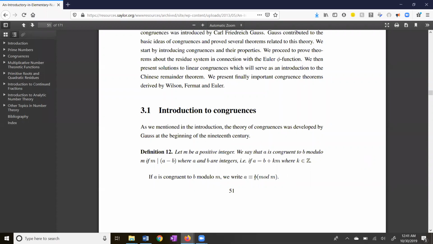A is congruent to B mod M. What does this mean? Well, M has to be a positive integer. Our modulus is always a positive integer. We say that A is congruent to B mod M when M divides B minus A. The difference of these two numbers is divisible by M.